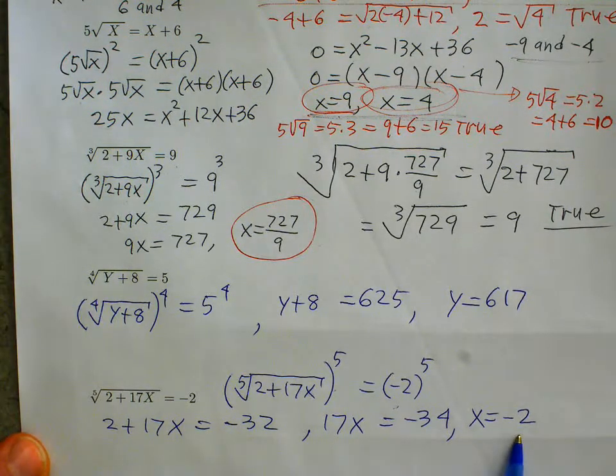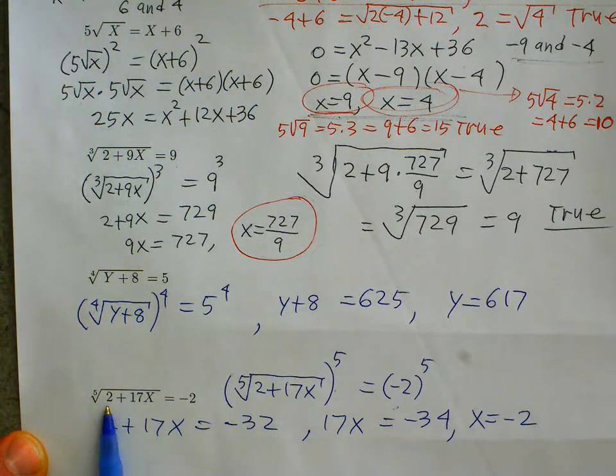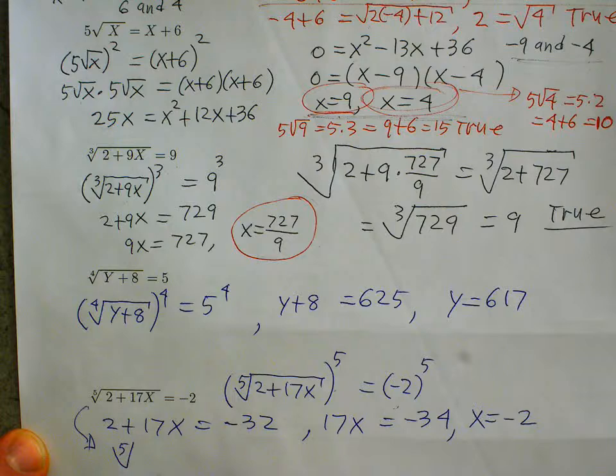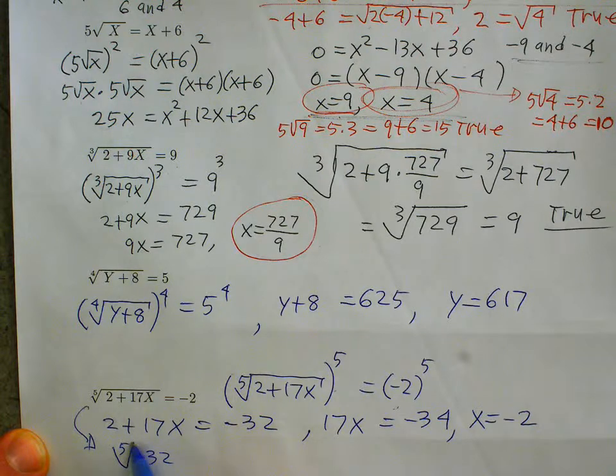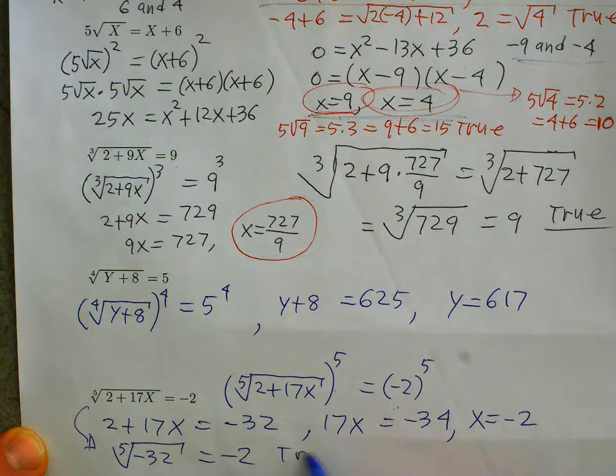Then divide both sides by 17, we get x equals negative 2. So this one's easy to check also. Replace x with negative 2. You get the 5th root of 2 plus negative 34, or the 5th root of negative 32, which is equal to negative 2. That's true.